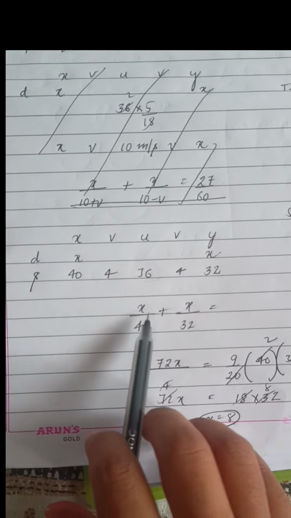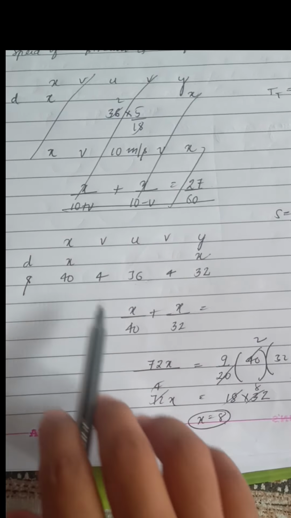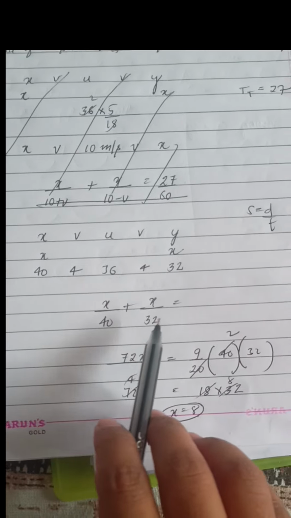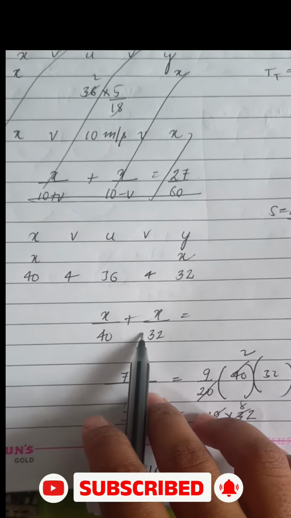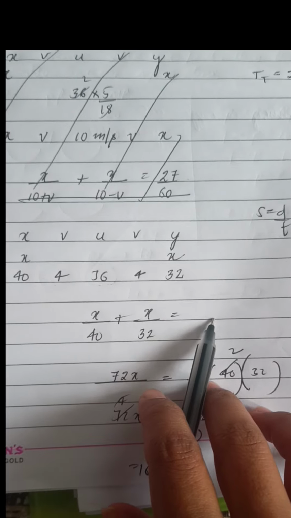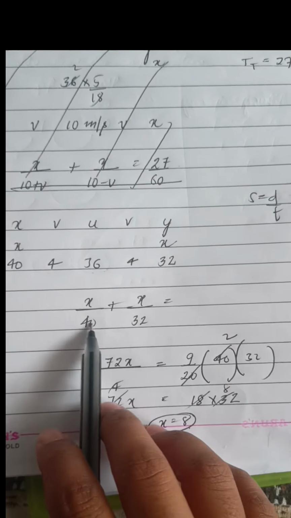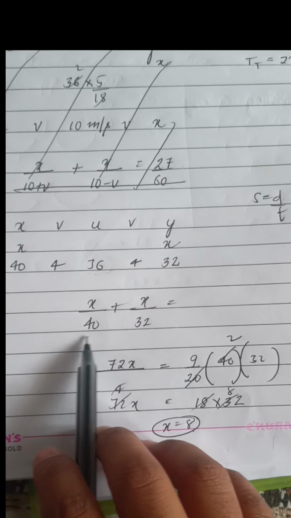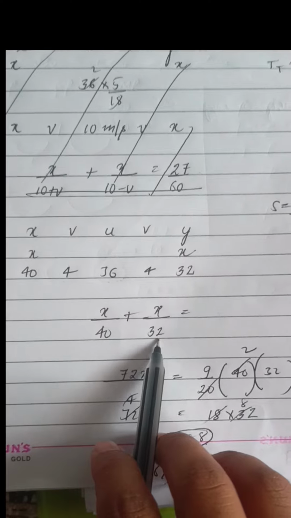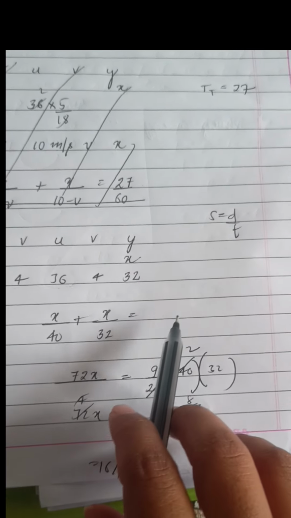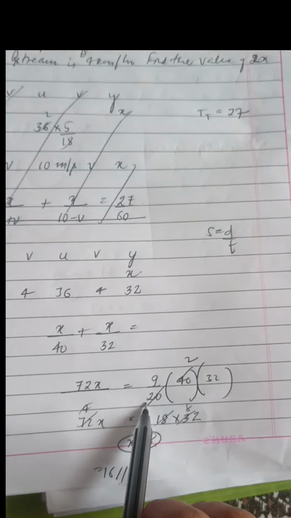After that, distance divided by speed will give you time. So x divided by 40 and x divided by 32 will give you 27 minutes. We need to make both the left hand side and right hand side the same units. So that's why 32 plus 40 will give you 72x divided by 40 into 32, and here I have converted the 27 minutes to hours, that is 27 divided by 60.